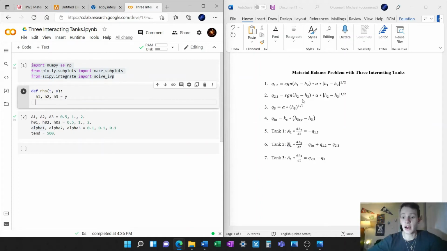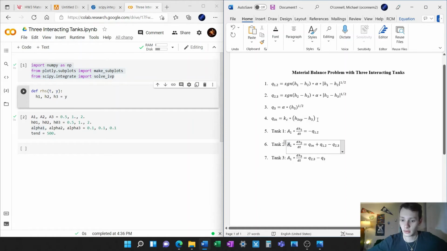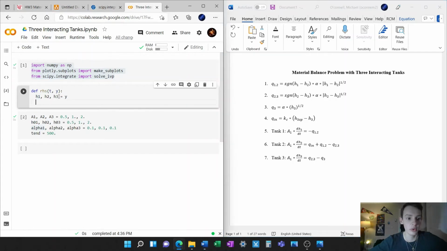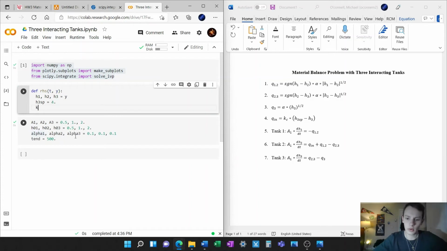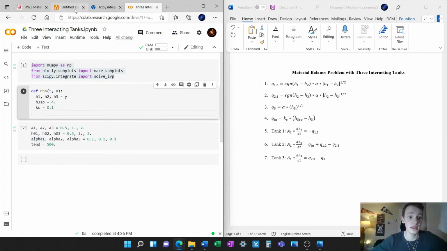What do we need next? Well, now we're going to need these equations here. Okay, we're going to need all of those equations. Specifically, what we're also going to need is to specify our H3SP, which is the set point for the fluid height of our third tank. So we want the fluid height of our third tank to get to 4 meters. That's what we want.